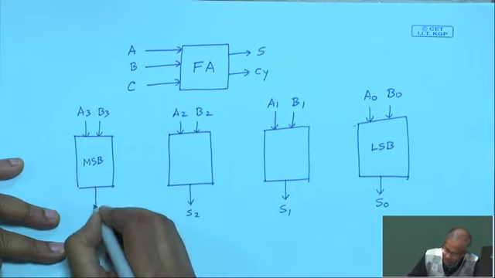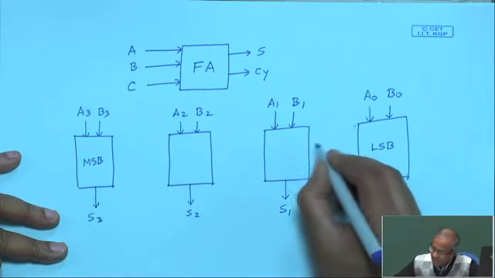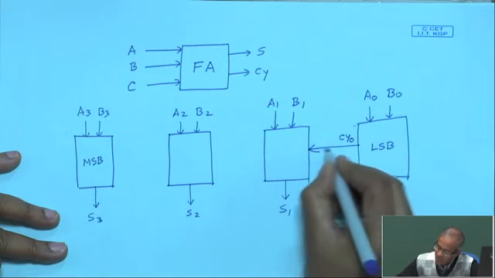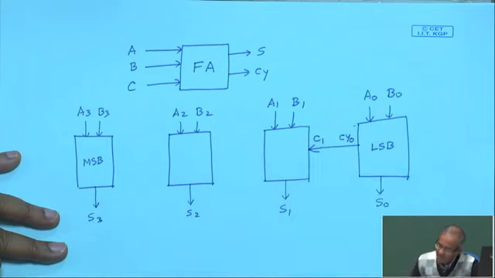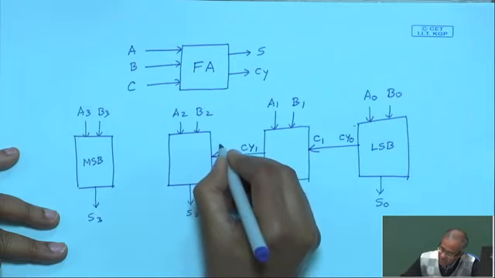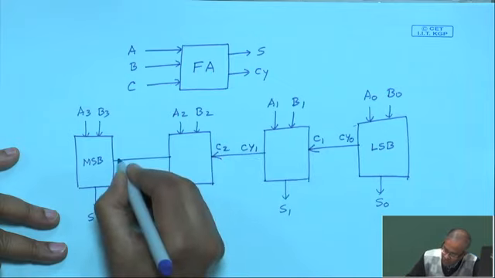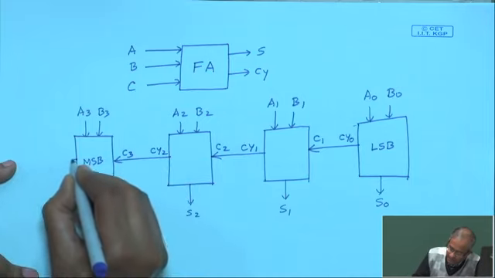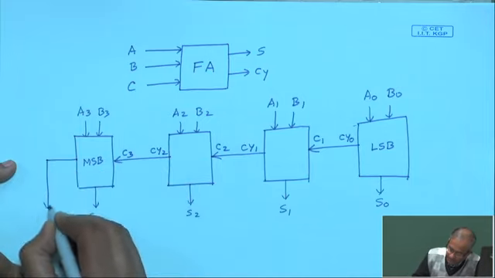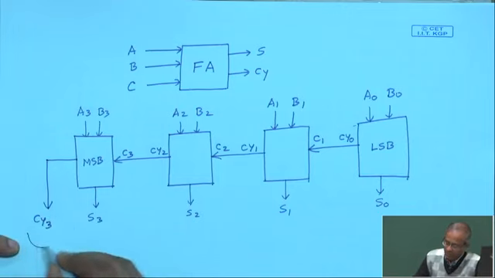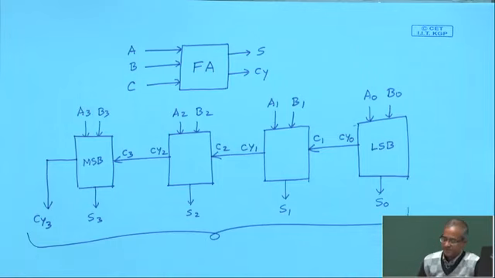S2, then S3. Now, the carry outs, the carry out from this CY0 goes to the carry in of the next stage. Similarly, CY1 goes to C2, CY2 goes to C3, and finally CY3 that comes out, that will be your carry out of the final addition. So, this is how a 4 bit adder works.